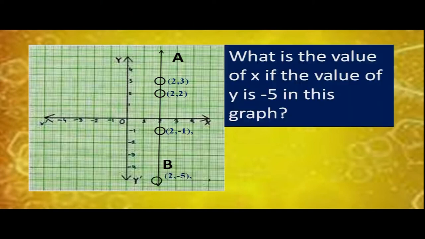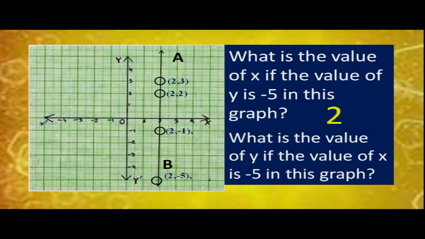So, what is the value of x if the value of y is -5 in this graph? If the value of y is -5, as we learnt just now, in this graph x will always be 2. So, the point is here (2, -5). So, x is always 2. Now, let's have another question here. What is the value of y if the value of x is -5 in this graph?